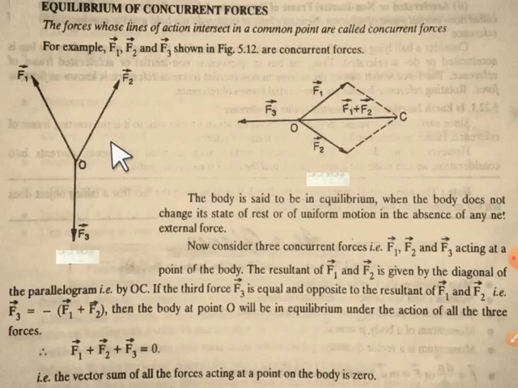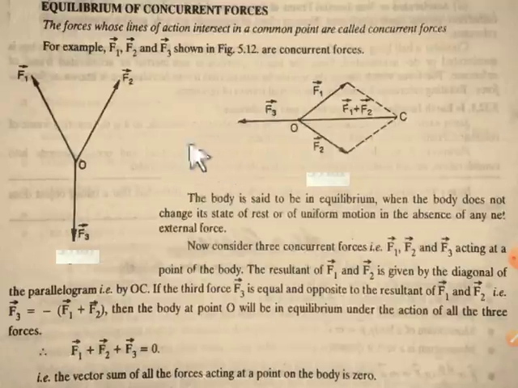The body will be in its initial state. If the body is in uniform motion, when acted upon by these concurrent forces, the body will still continue to move in its uniform motion. If the body is at rest and is acted upon by these concurrent forces, the body will still continue in the state of rest. Got it?